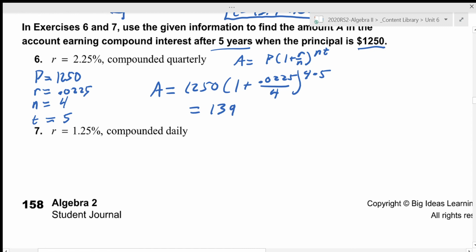And if you plugged it in correctly, you should get 1398.40. So that is how much money it is worth after 5 years. Fairly impressive, made close to 150 bucks just letting the money sit there.